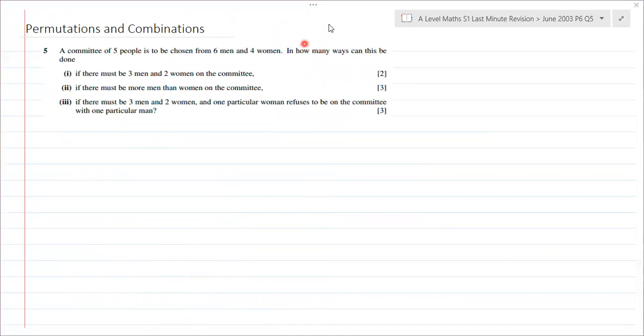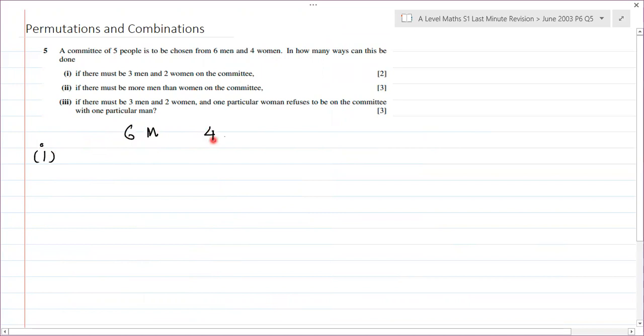A committee of 5 people is to be chosen from 6 men and 4 women. So let's just have this written over here. We have 6 men and 4 women. In how many ways can this be done if there must be 3 men and 2 women in the committee?